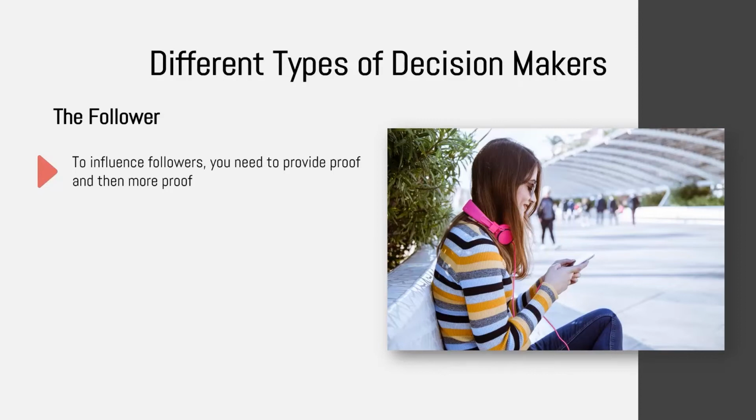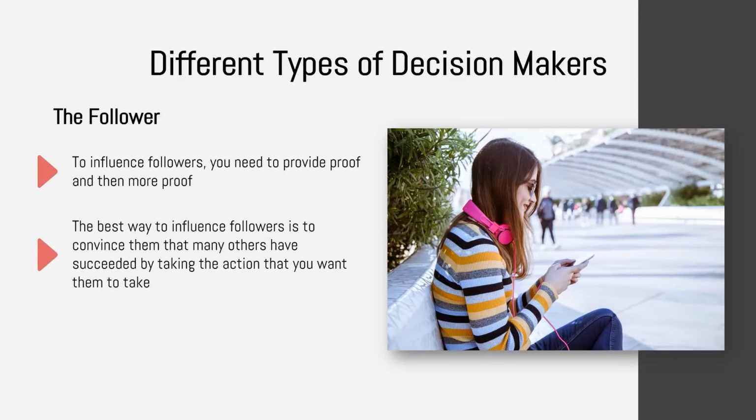Their defense mechanisms will kick in immediately with new things. The best way to influence followers is to convince them that many others have succeeded by taking the action that you want them to take. Gather as many testimonials as possible that you can and references from credible sources. Unlike a skeptic, followers do not tend to make quick decisions. This is where you can use the bargain tactic. A lot of followers will throw caution to the wind when they believe they are getting a bargain.